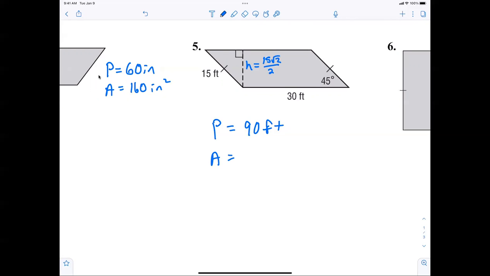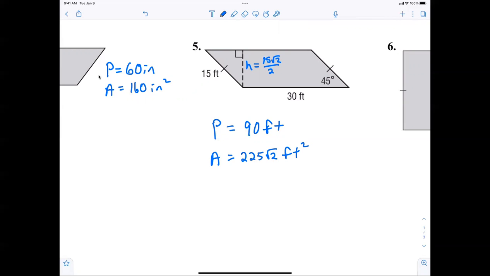Anybody need me to review 45, 45, 90? Anybody need me to review 30, 60, 90? All right. So my area then is going to be what? 225. All right. Told you, simple, simple.